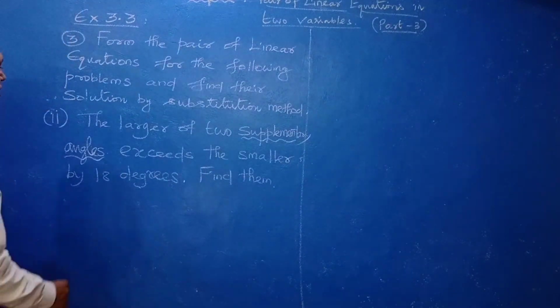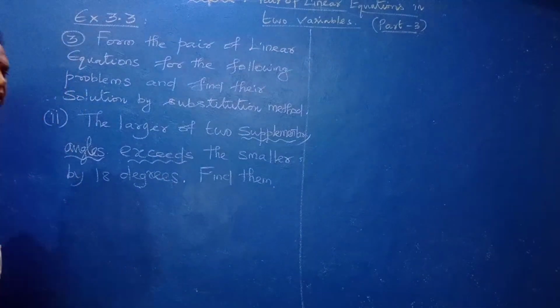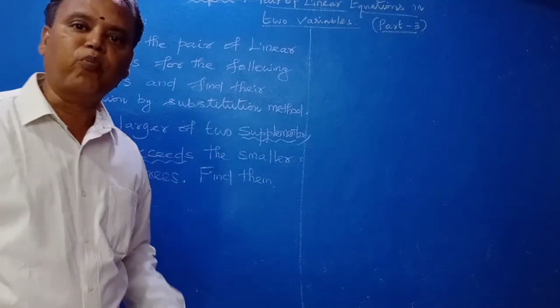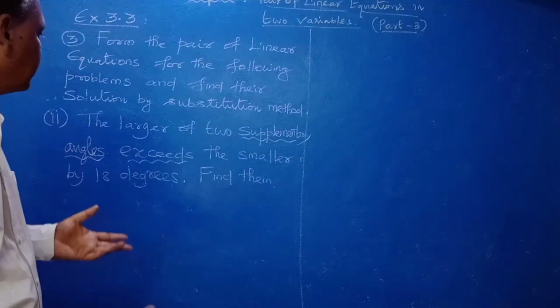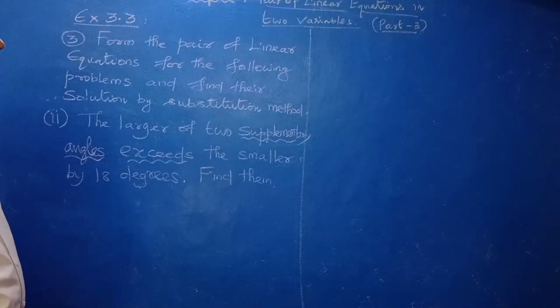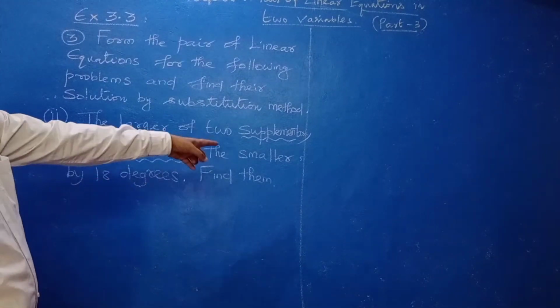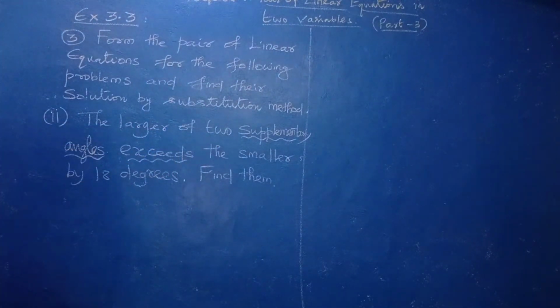Then one more term is "exceeds". What is exceeds? Exceeds means more. Clear? Exceeds means more. Exceeds the smaller by 18 degrees. Clear? The bigger one exceeds the smaller by 18 degrees.